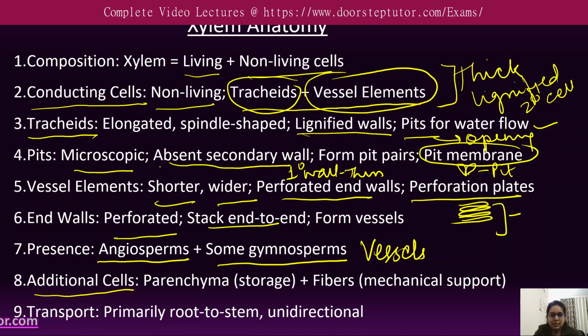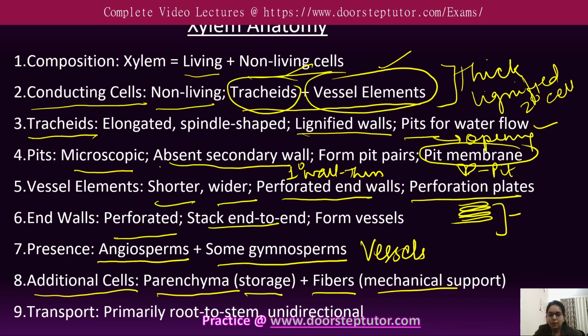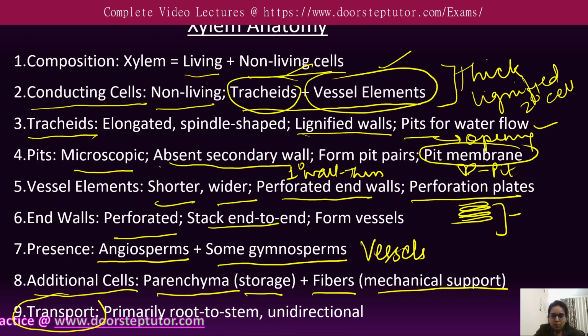Additional cells are also present besides the tracheids and the vessels. What are they? Parenchyma cells are present, and they are meant for storage. And some fibers are present for mechanical support. So the transport is basically unidirectional.